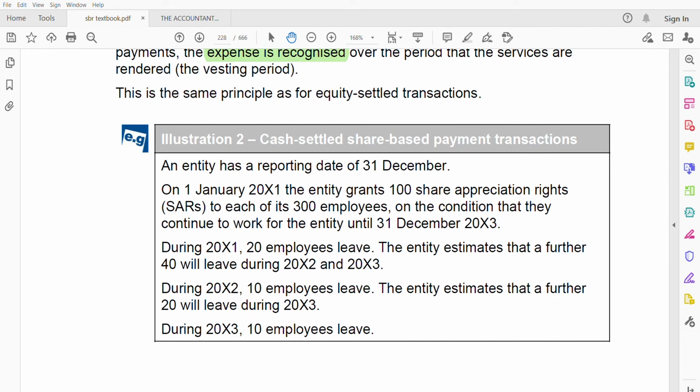Now let us go through this illustration. This is a very good question to understand your past paper questions under IFRS 2. This is easier. You'll be given a little harder than this, but let's go through this. This is for your cash settled share based payment. Okay, an entity has a reporting date of 31st December. On 1st Jan, the entity grants 100 share appreciation rights. So the moment you see this, you should know that this is cash settled. To each of its 300 employees. So they will give you the number of employees.